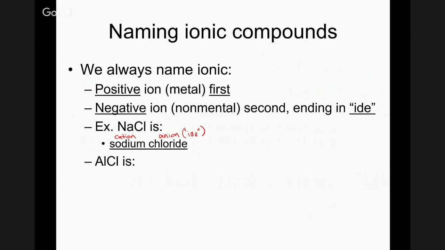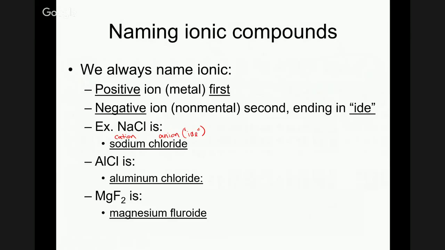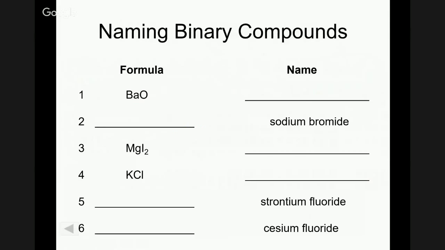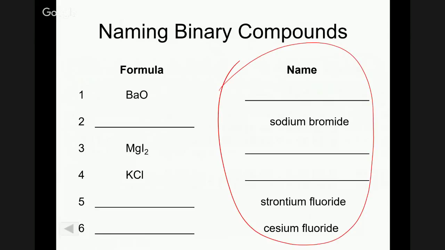Another example, of course, would be AlCl3 is just called aluminum chloride. And MgF2, that's right, I know you all got it, is magnesium fluoride, right? Mg is magnesium, F is fluorine, but again, the ending is changed to "-ide", so it's magnesium fluoride. All right, so take a minute, pause this, and fill out the information on the right. Just on the right for now.